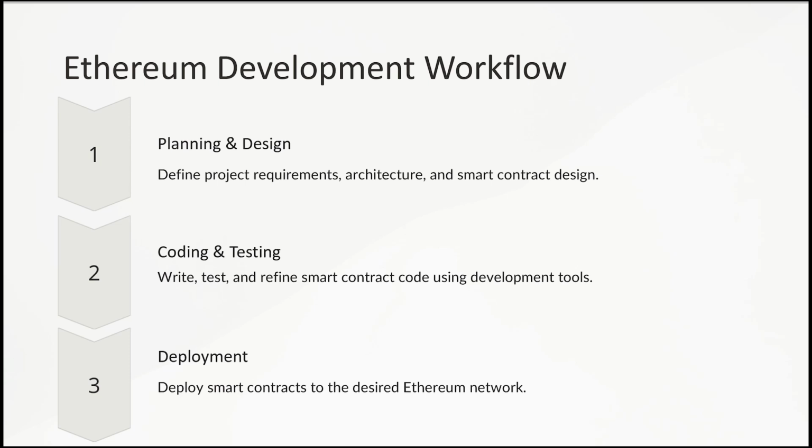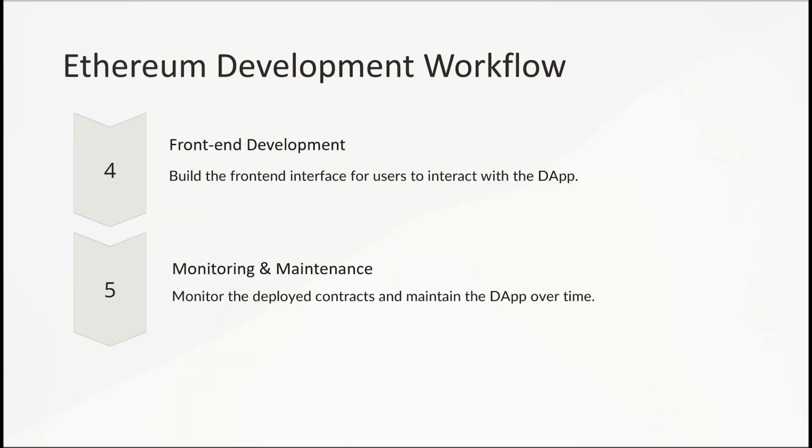The Ethereum development workflow includes planning and design. First, define the project requirements, architecture, and smart contract design. Then, go to code and test. Write, test, and refine smart contract code using development tools. Deployment: deploy smart contracts to the desired Ethereum network. You need to build the front-end interface for users to interact with the dApp. You need to monitor the deployed contracts and maintain the dApp over time.